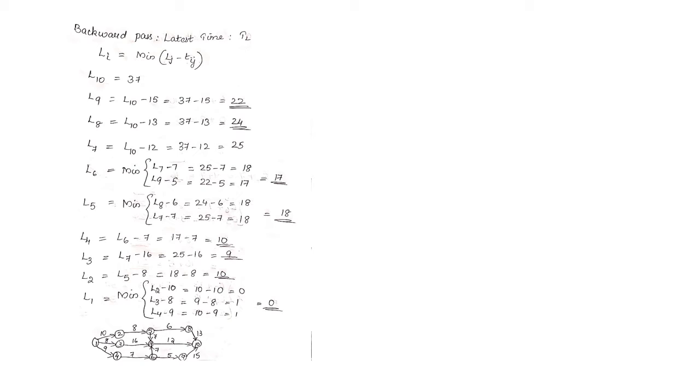The L1 value must always be 0. We have 3 different paths; among these 3 we selected the minimum and got the value 0. So in this way we calculated L10. L10 is whatever value we got as the last value in the earliest time, that is E10, which is 37. There we started and came back to the last point L1, the starting point, and reached 0. This is what we studied last day also.